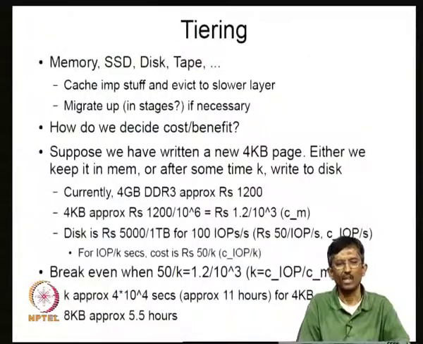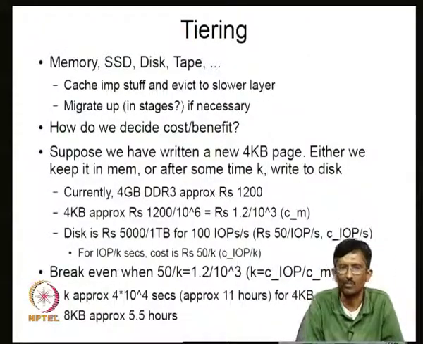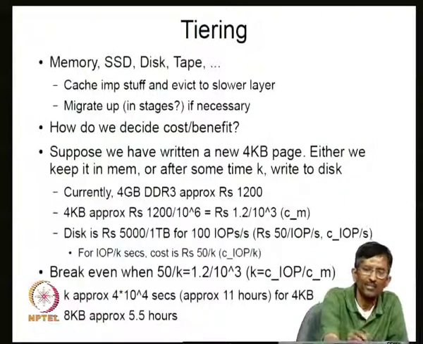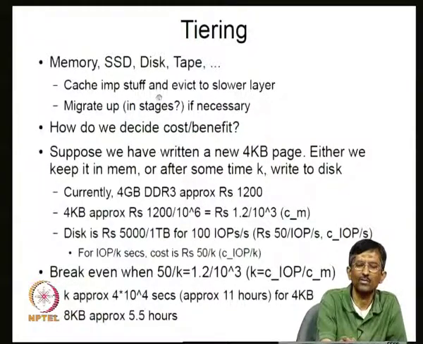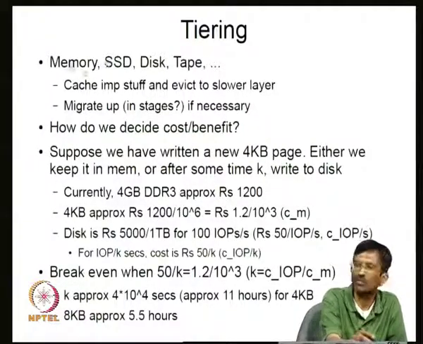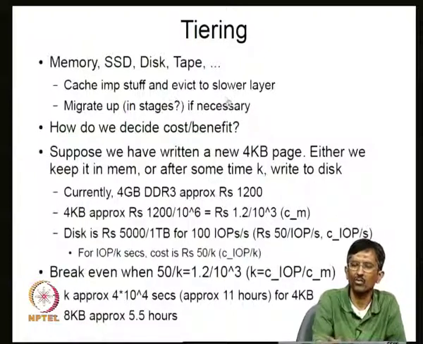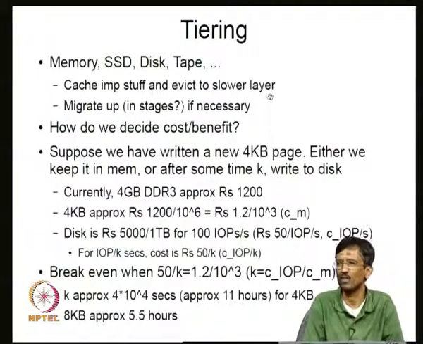So this is where the tiering concept comes in. You have memory, SSD, disk and tape. So what is the basic idea? I think most of you are familiar with this. You cache important stuff in more expensive memory and evict it to a slower layer when it is not needed.